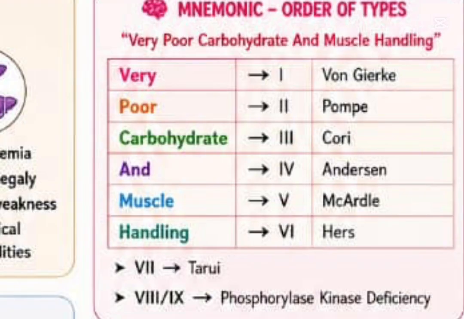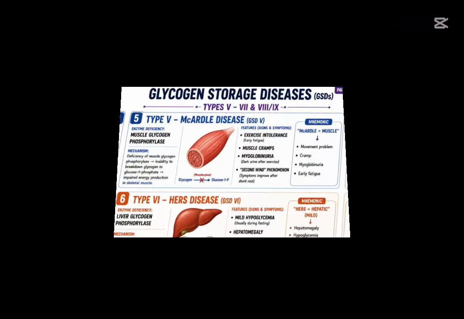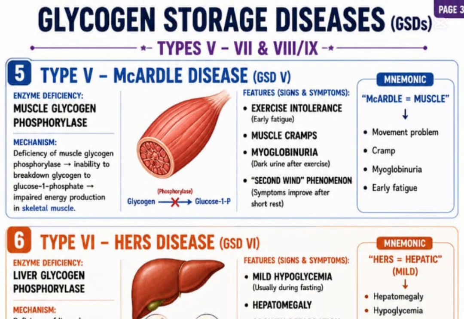You also remember mild hypoglycemia. So when you remember carbohydrate, you remember hepatosplenomegaly. So when you remember McArdle's disease, you remember the muscles. So there will be muscle weakness, there will be muscle cramps, there will be exercise intolerance, you'll be feeling fatigue anytime you are moving your muscle.